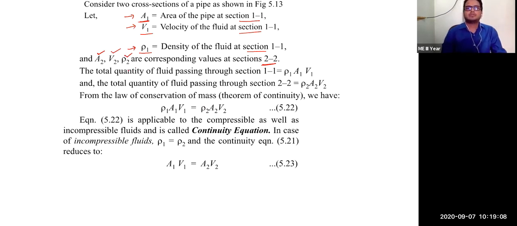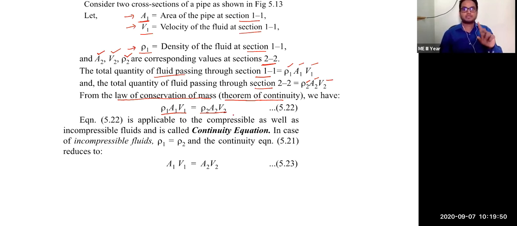Now the total quantity of fluid passing through section 1 will be equal to Rho1 A1 V1, the multiplication of density into area into velocity. The total quantity of water passing through section 2 will be Rho2 into A2 into V2. So as per the law of conservation of mass, or it can also be called the theorem of continuity, we have Rho1 A1 V1 equals Rho2 A2 V2, and this equation is applicable for compressible flow.